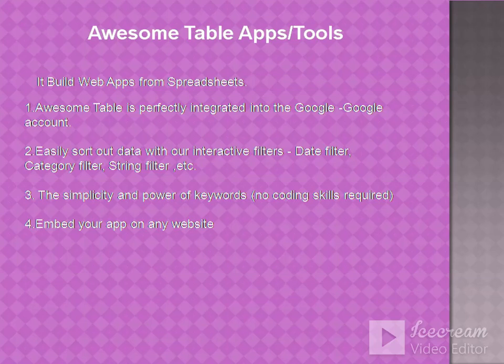Fourth, embed your app on any website. An Awesome Table app can be embedded on any website like the classic or new Google Sites, Joomla, Weebly and many others. Just copy the embed code, paste it in your web page and then publish your page.